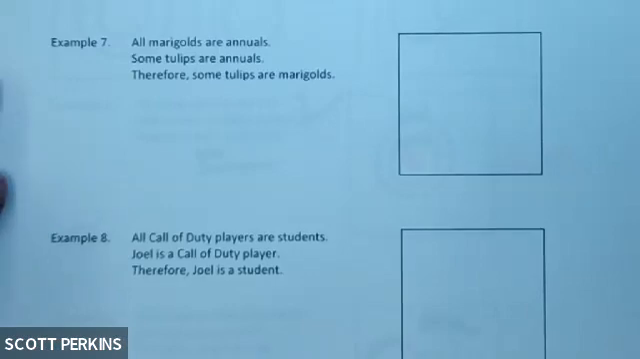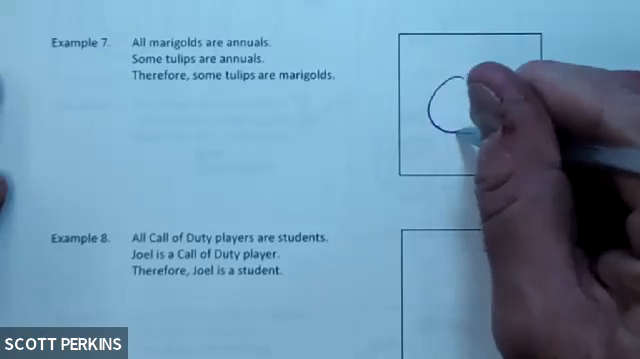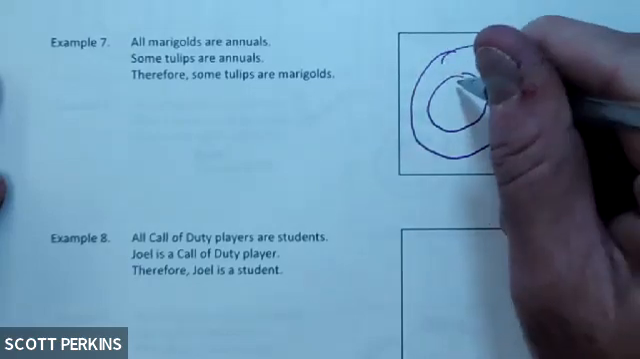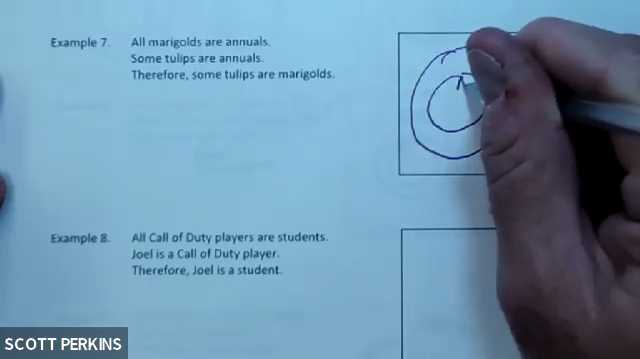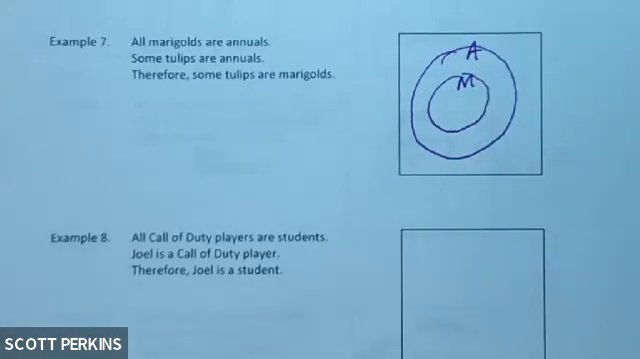Okay, so the first sentence says all marigolds are annuals. So we're dealing with some flowers here. So all marigolds are annuals. I'm just going to use an M for marigolds and then an A for annuals. All marigolds are annuals. Okay, so far so good. Everybody got those circles so far?